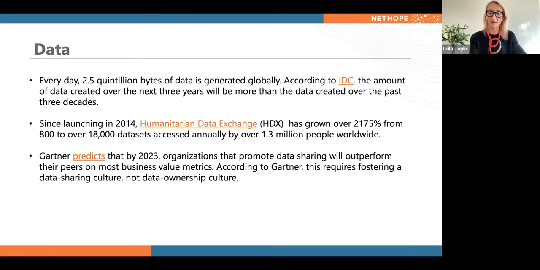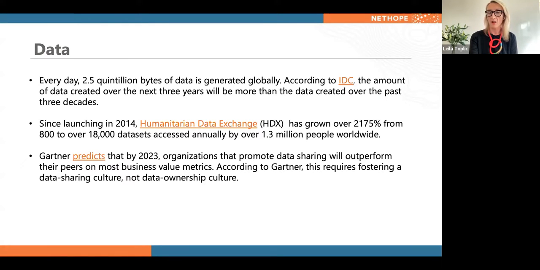Now, sharing data across organizations and also stakeholders has many advantages, as data from different sources is combined, it offers new insights that could guide a more coherent and more relevant action. We'll talk about both advantages as well as disadvantages and risks throughout this session. For now, what I want to leave you with is a prediction from Gartner that is relevant for this discussion. Gartner predicts that by next year, so that's 2023, organizations that promote data sharing will outperform their peers in those business value metrics. Sure, this is to some extent specific to the industry, but I think one interesting point for all of us to consider is that this requires fostering a data sharing culture, not a data ownership culture. And again, we'll talk a bit about that in this session.